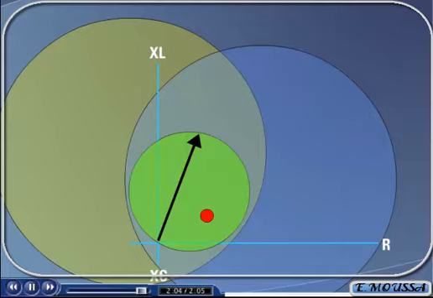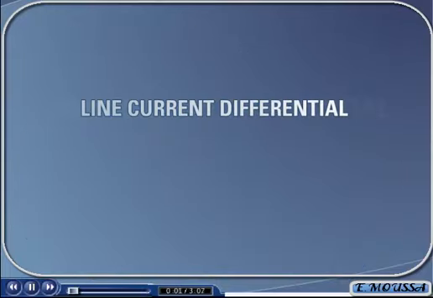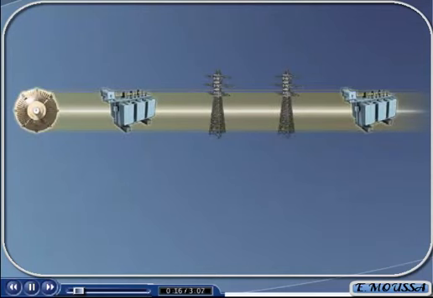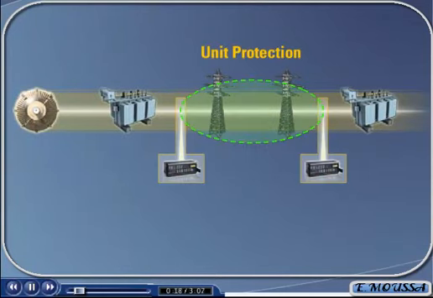With the advent of high-speed, low-cost LAN technology, a new form of line protection known as line current differential relaying is becoming more popular due to its speed, sensitivity, immunity to power swings, and being a form of unit protection. Unit protection means the zone of protection covers the complete power system component without overreaching.